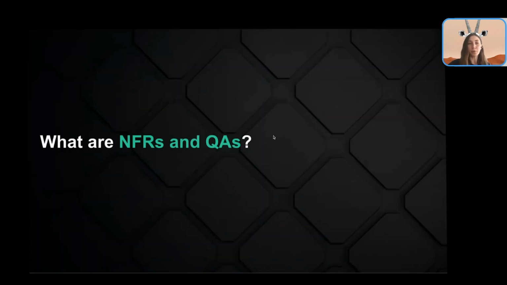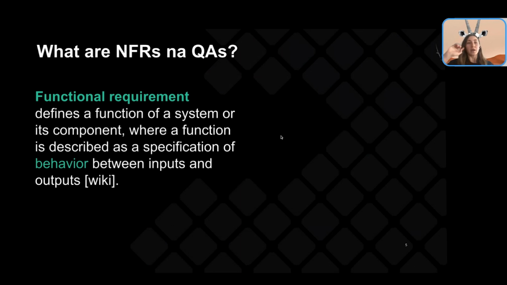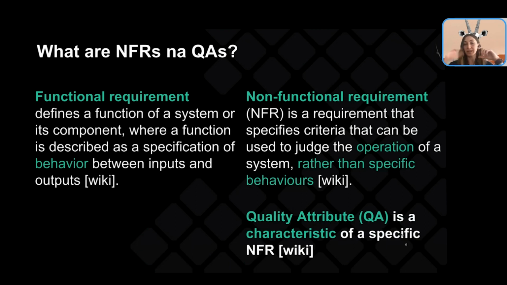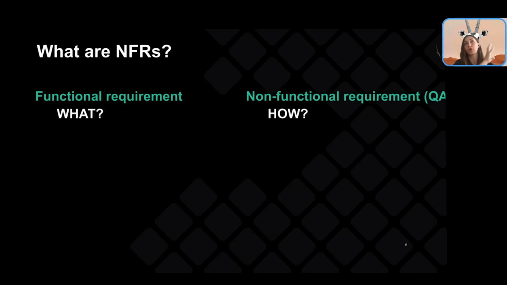Apart from that, what are NFRs and quality attributes? Before we start to talk about non-functional requirements, we probably need to talk about functional requirements. What are those? Functional requirements are actually the behavior of a specific functionality. I will give you an example later. Non-functional requirements are about the specifics of this behavior, and quality attributes are basically the characteristics of non-functional requirements. I understand that it might be slightly hard, so that's why I would like to talk through the examples.